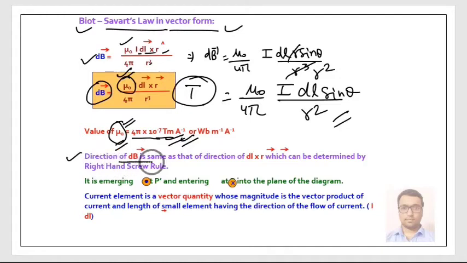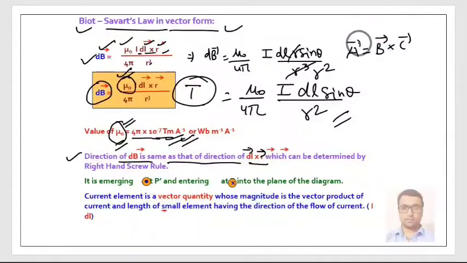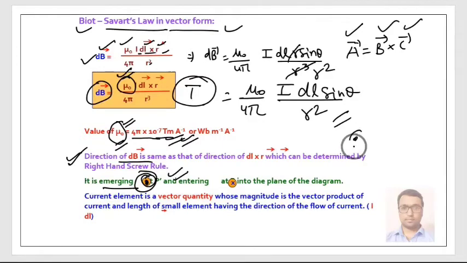So the direction of dB is the same as that of dl cross r. This is vector dl and vector r. We can find out the direction of dB from here also. Whenever you write A equals B cross C, then the direction of A is the direction of B cross C. You have to apply the cross product over here. A dot represents something emerging out of the plane of paper, and a cross means something is entering into the plane of paper.